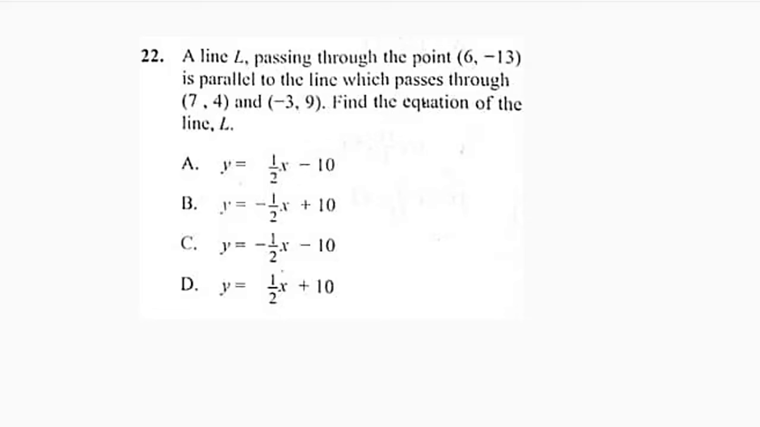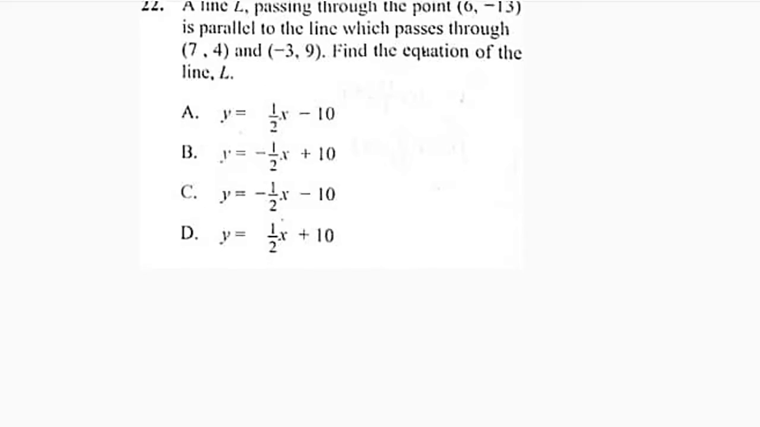Alright, here is question number 22. The question reads, a line L passing through the point (6, -13) is parallel to the line which passes through the 2 points, you can see them here, (7, 4) and (-3, 9). We are asked to find the equation of that line L, the initial line that passes through this point.